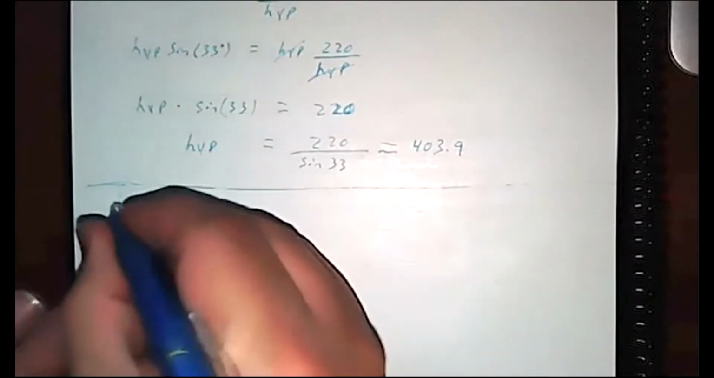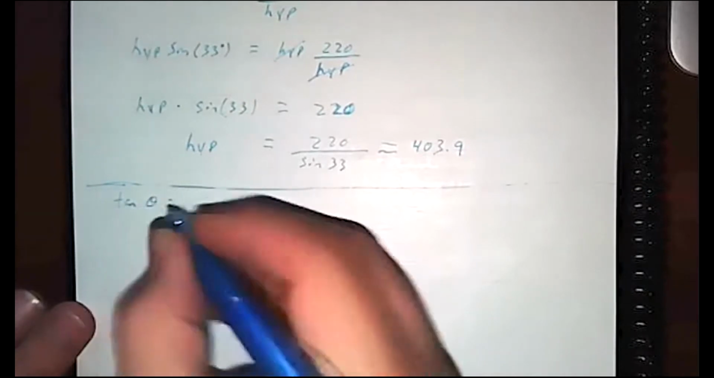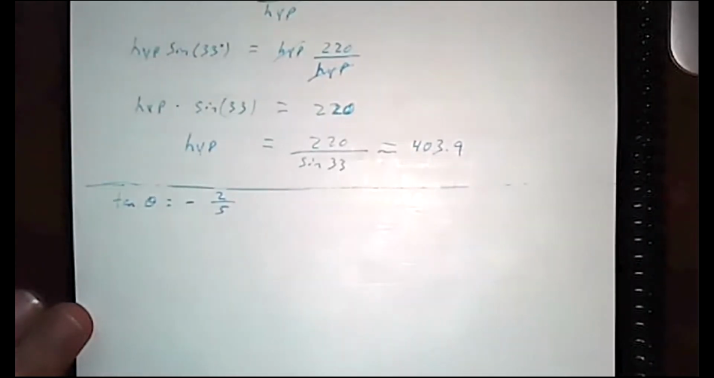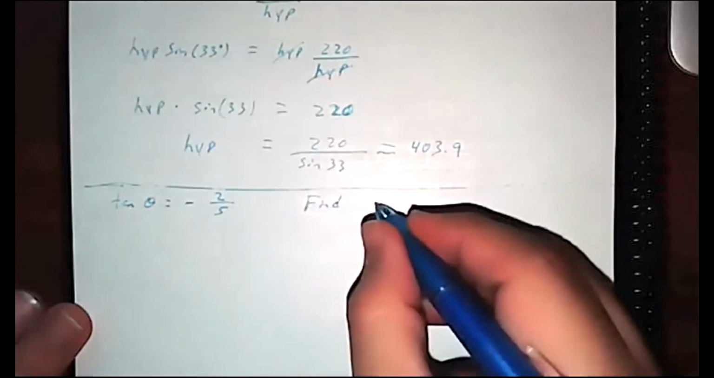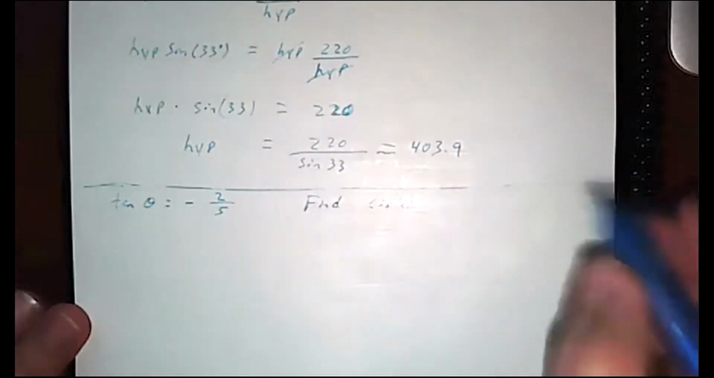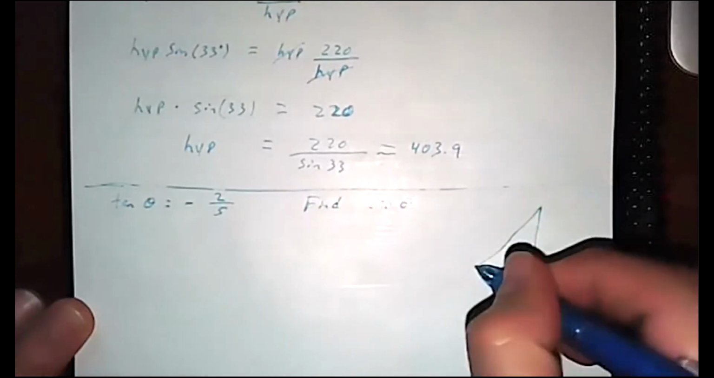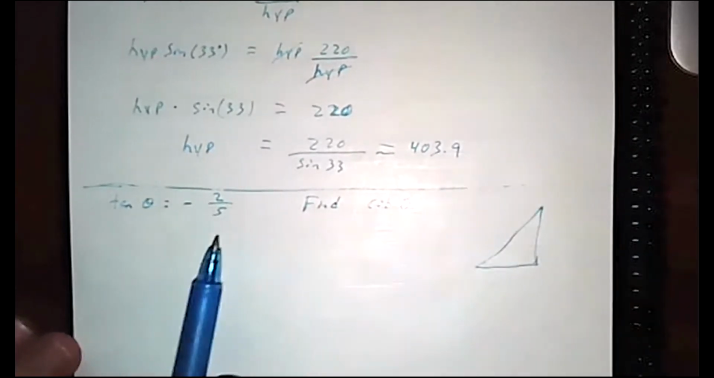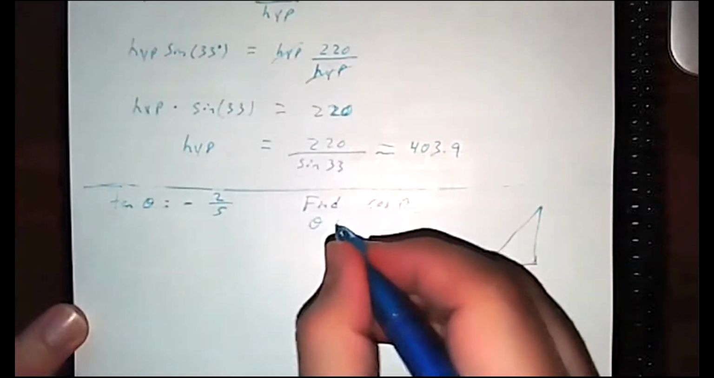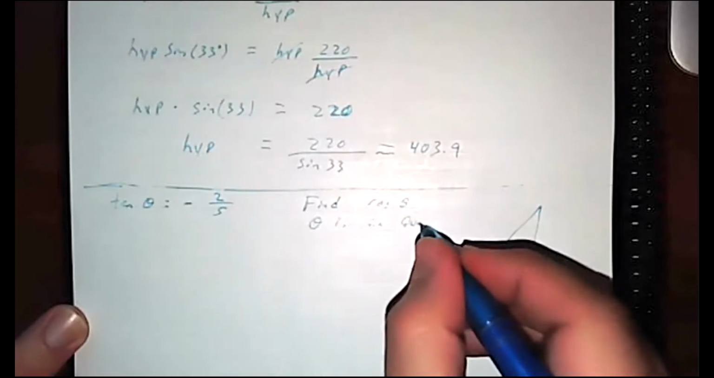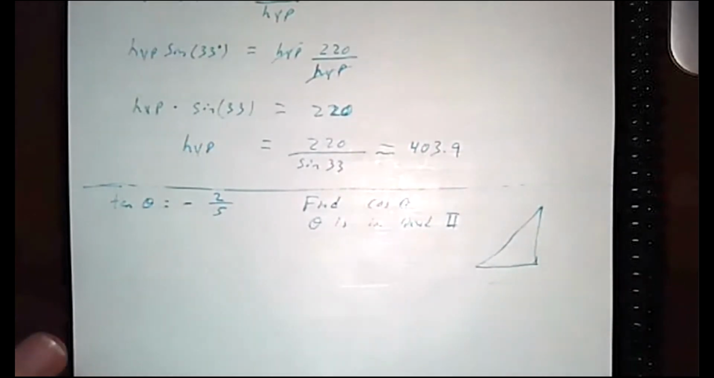Okay, so tangent theta is equal to negative 2/5. All right, find cosine. So we need the hypotenuse, right? Well, first of all, we need to understand a couple of things. They said theta is in quadrant 2, right? So what does that mean? That means sine is positive and cosine is negative.